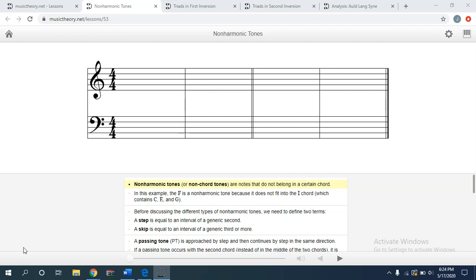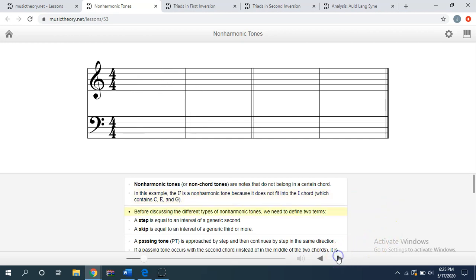So, to start, we're going to talk about non-harmonic tones, or non-chord tones, which are notes that do not belong in a certain chord. In this example, which you're about to see, the F is the non-harmonic tone because it does not fit the one chord which contains C, E, and G.